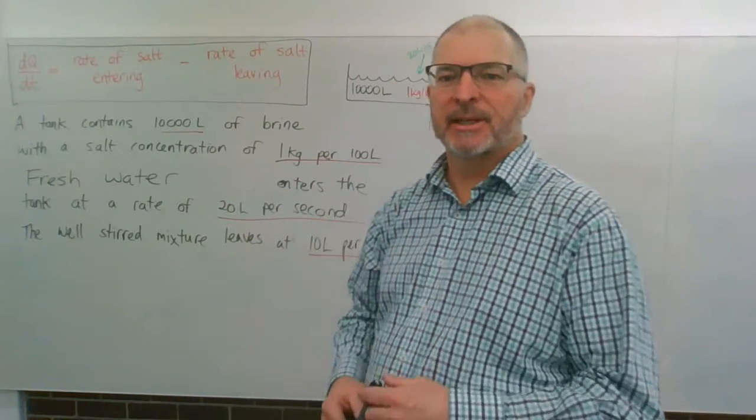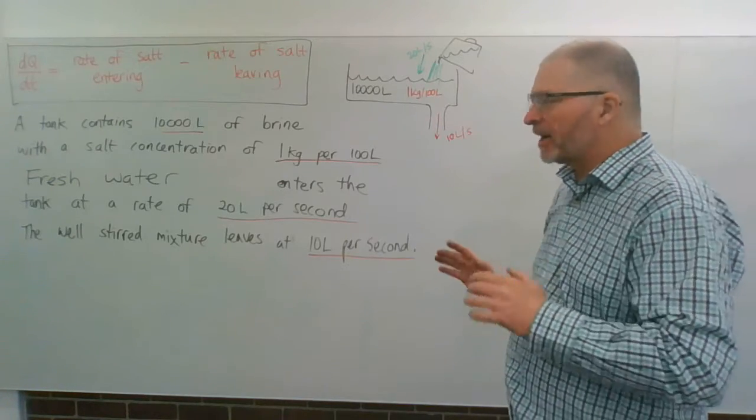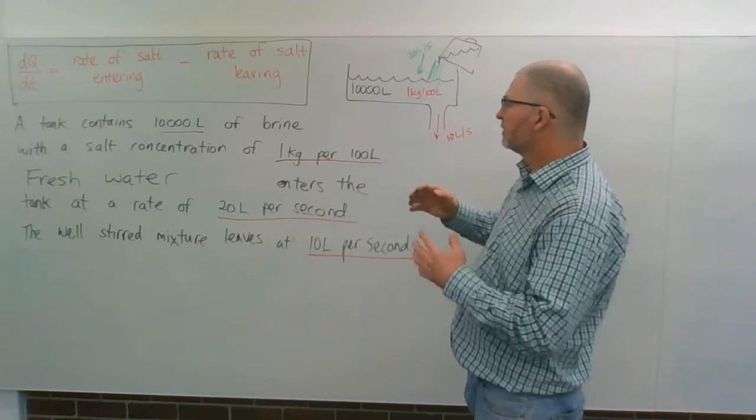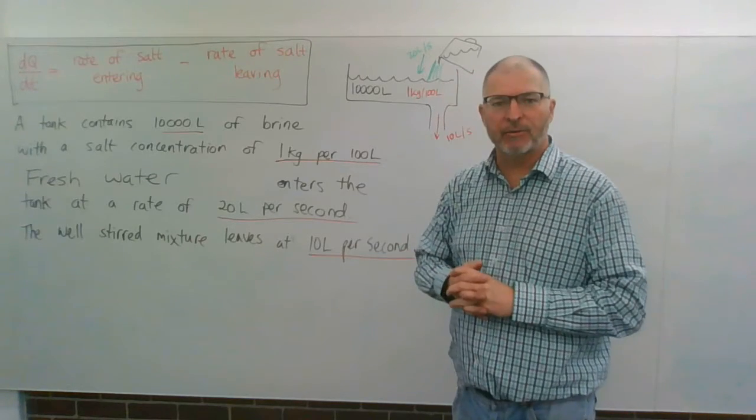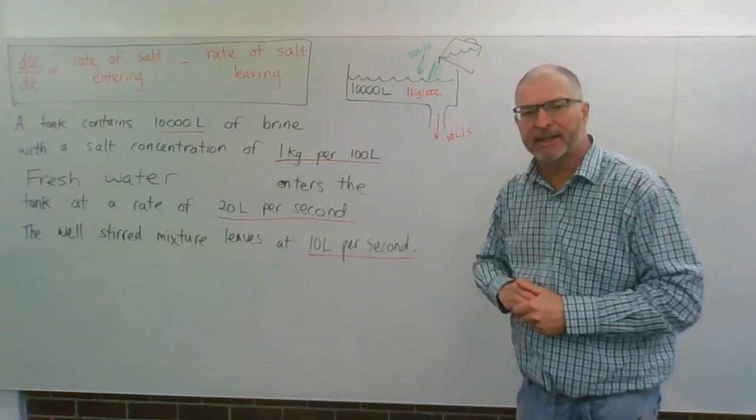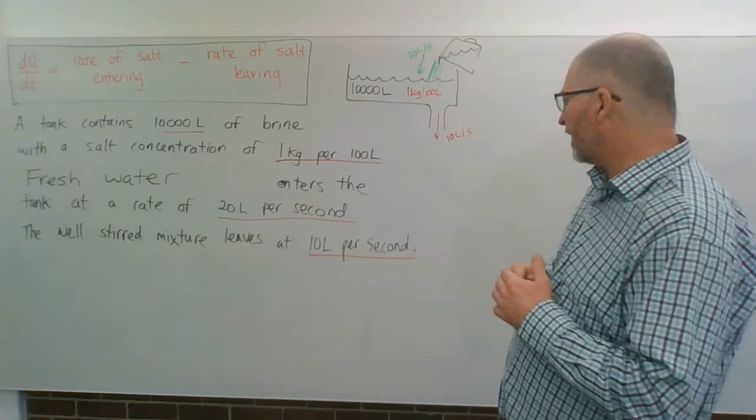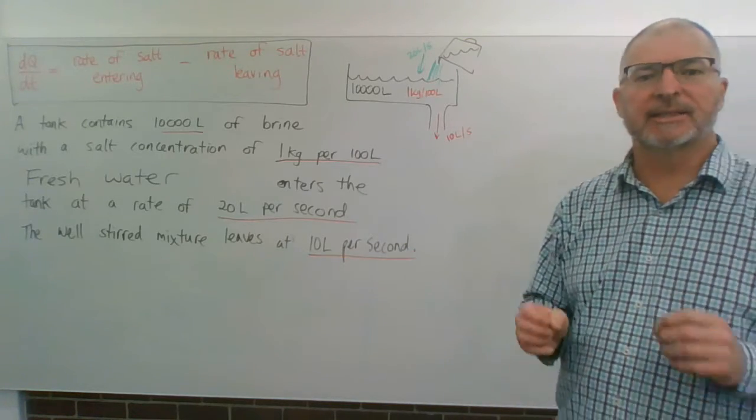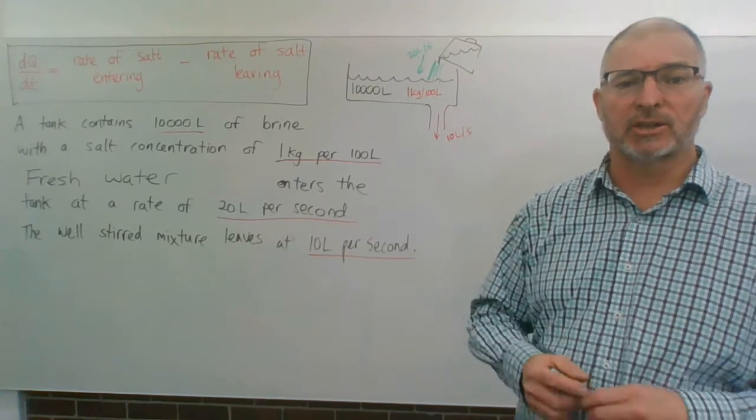Okay, so as promised, a question that could be asked for your HSC is this one here, where we have a tank with 10,000 litres of salt water. The concentration is 1 kilogram per 100 litres. Fresh water is being poured into the top at 20 litres per second, and the well-stirred mixture is leaving at 10 litres per second. So we want to develop an equation that tells us the amount of salt at any time t. So we're going to use differential equations to do that.